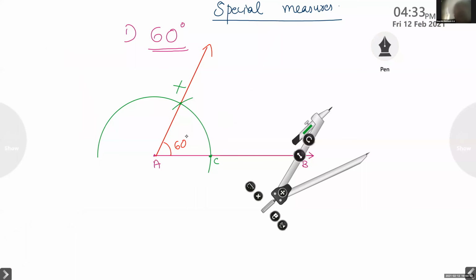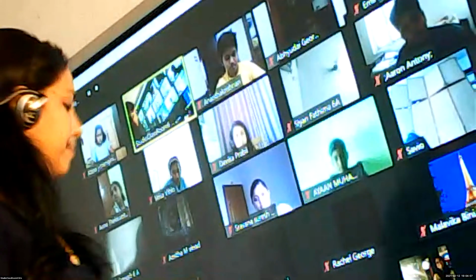What is our procedure? First draw a baseline, then a semicircle. Then with the same radius, from point C where it touches the baseline, you cut an arc. That is 60 degrees. Will you do it? After that, will you measure with your protractor? We can do it on any side, and we can draw the circle on any side.